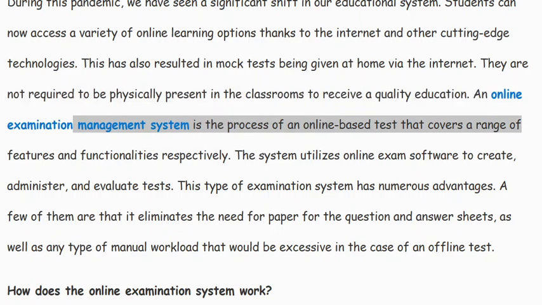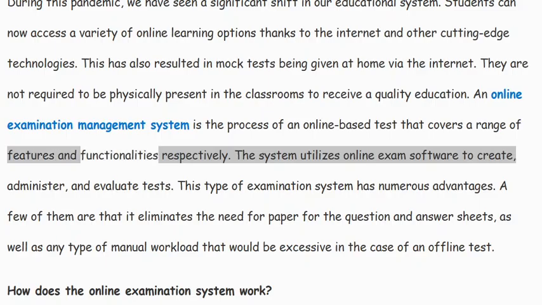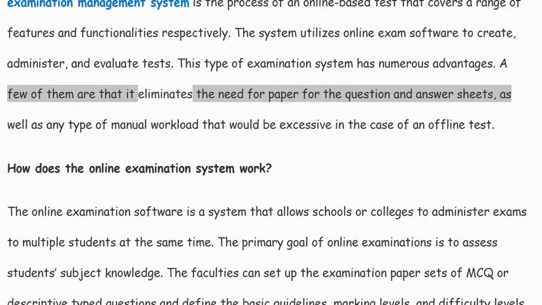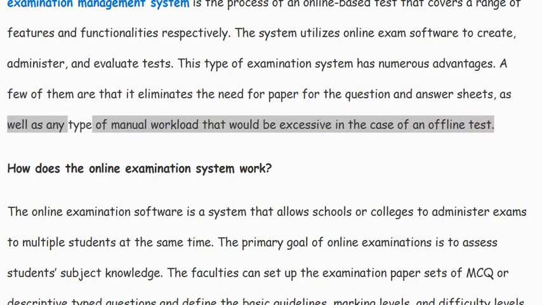An online examination management system is the process of an online-based test that covers a range of features and functionalities respectively. The system utilizes online exam software to create, administer, and evaluate tests. This type of examination system has numerous advantages. A few of them are that it eliminates the need for paper for the question and answer sheets, as well as any type of manual workload that would be excessive in the case of an offline test.